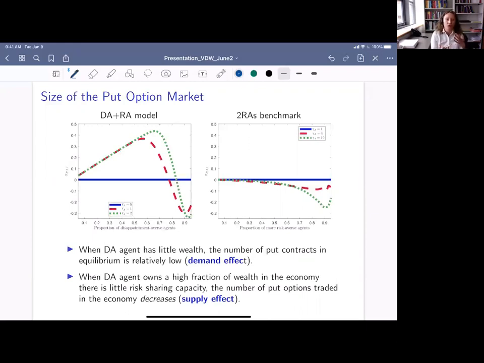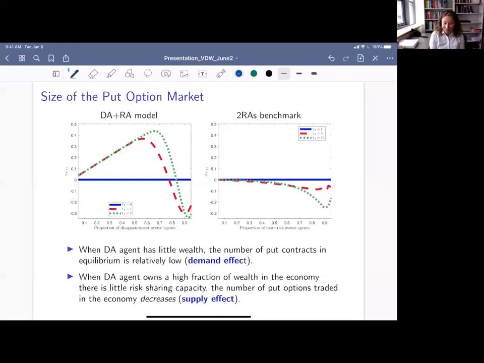So the number of put contracts in equilibrium is relatively low. But as the proportion increases, we see more demand for put protection. And when the DA agent owns a high fraction of wealth in the economy, so these are high values of x, 0.5 and higher, and you move more to the right, then the risk sharing capacity decreases, right? And the number of put options in the economy also decreases, because there is less of the risk averse agent who is supplying these options.